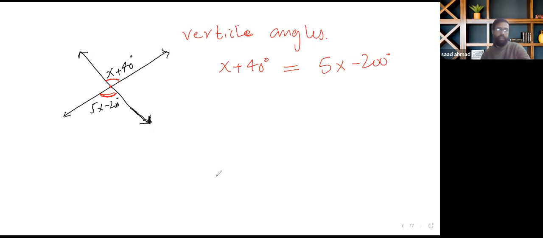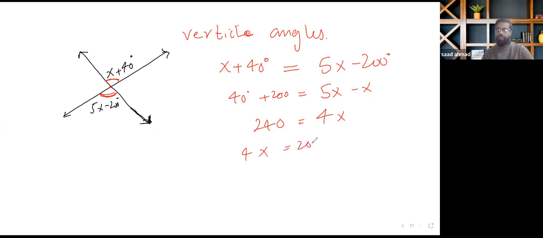So now we need to find what the x is. We will combine the like terms on both sides. We add 200 on this side and subtract x on the other side. So we have 240 equals 4x. Dividing by 4, x is equal to 60 degrees. It does not mean that this angle and this angle are 60 degrees. We still need to find what this angle is.